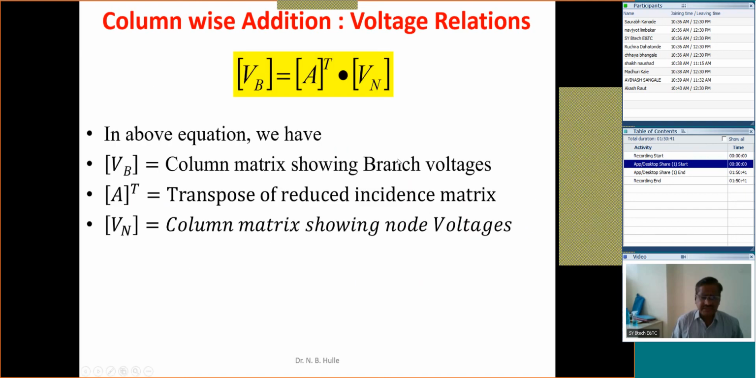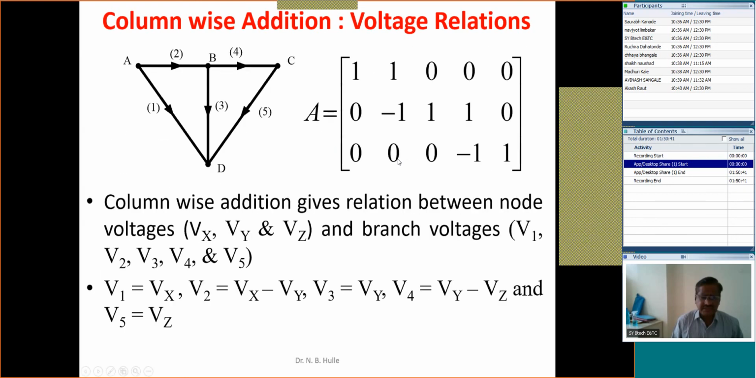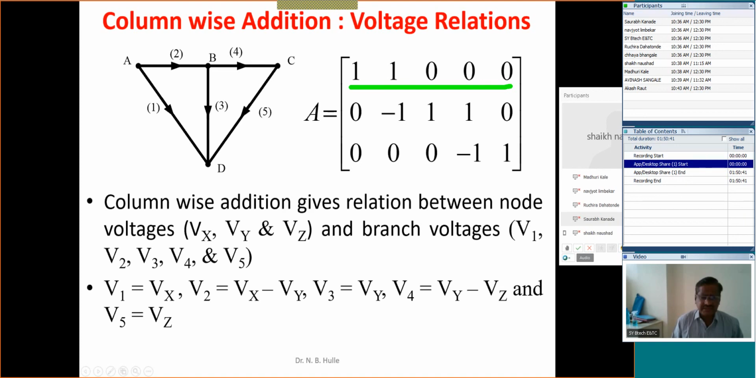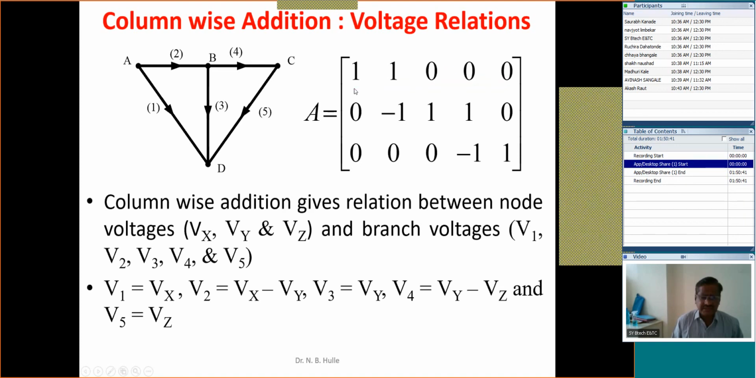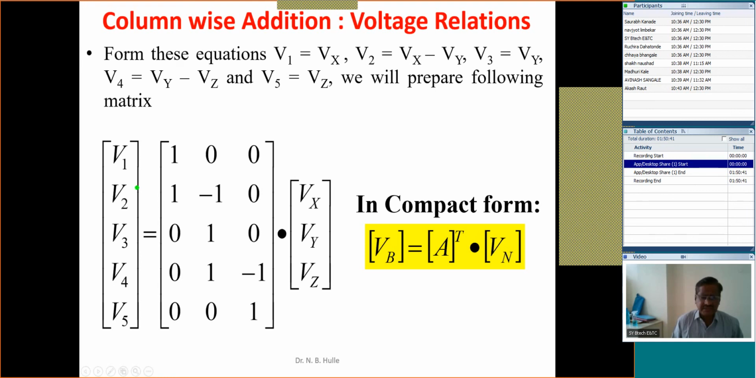How is the transpose of the matrix? I will show it here. Whenever the row of the matrix becomes the column of the matrix, that is the transpose of the matrix. Coming to this particular figure, look here: this 1 1 0 0 0 row is functioning as a column in this case.